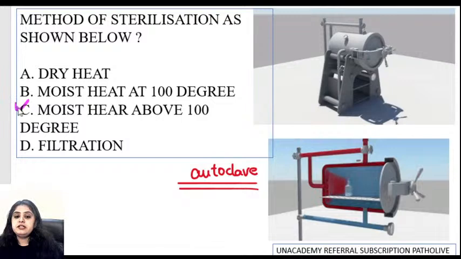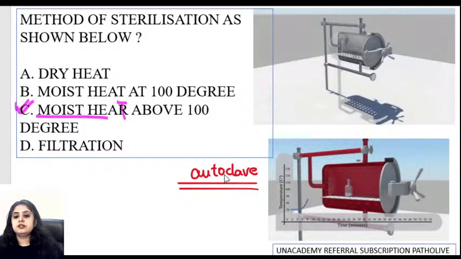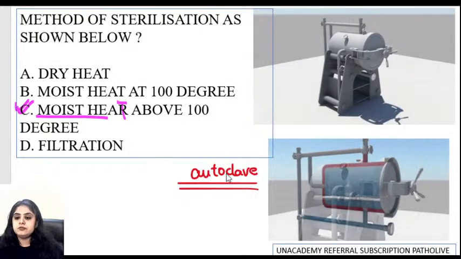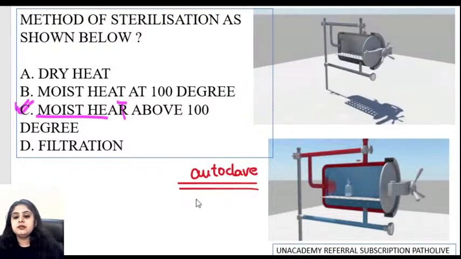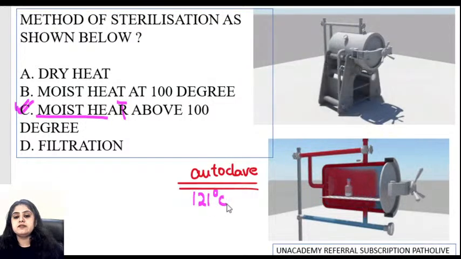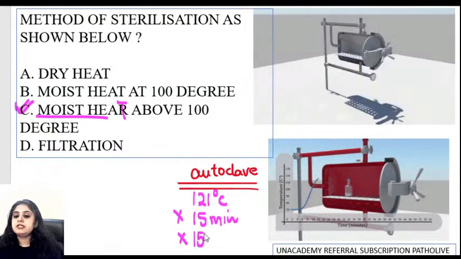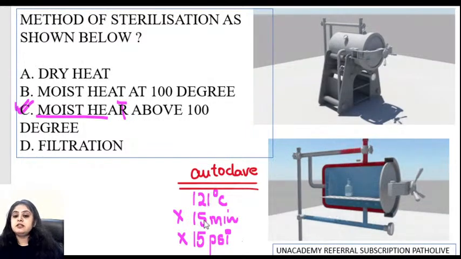So this is definitely moist heat above 100 degrees, because firstly, why moist heat? Moist heat because in an autoclave steam is generated. So it's not just regular heat, steam is generated, there's moist heat in it. And above 100 degrees because this is performed at 121 degrees Celsius. The minimum time that I have is 15 minutes and the pressure that I maintain it at is 15 pounds per square inch. 121, 15 minutes, 15 pounds per square inch.